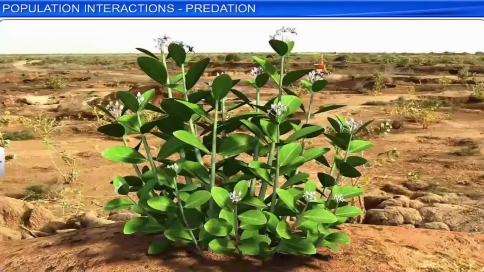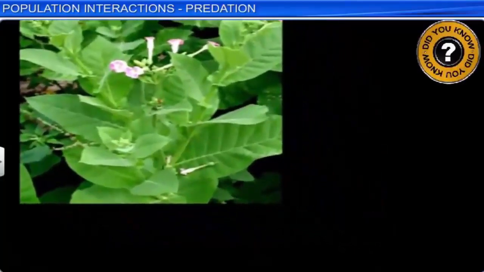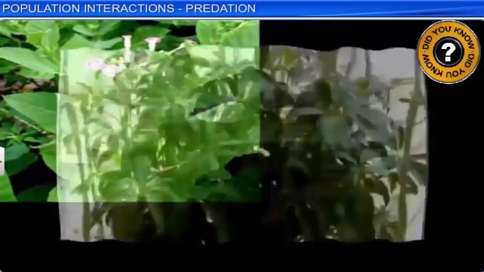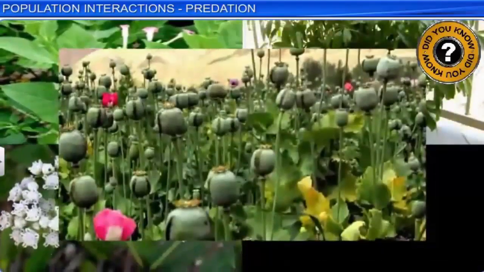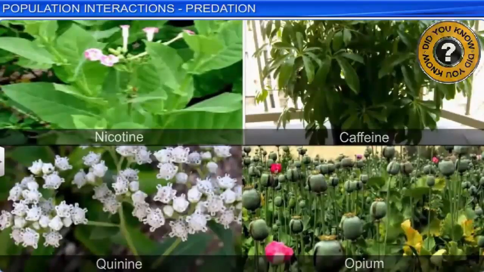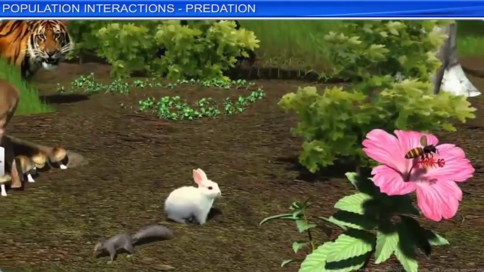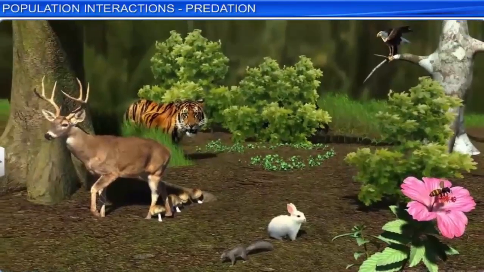Did you know that a wide variety of chemicals such as nicotine, caffeine, quinine, and opium extracted for commercial purposes are actually produced by plants as defenses against grazers? Therefore, in nature, species not only coexist, but also show various interspecific interactions, predation being the most common.